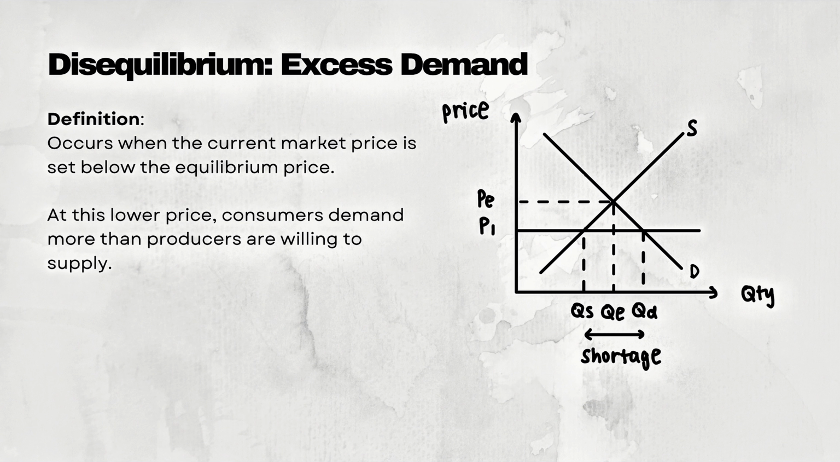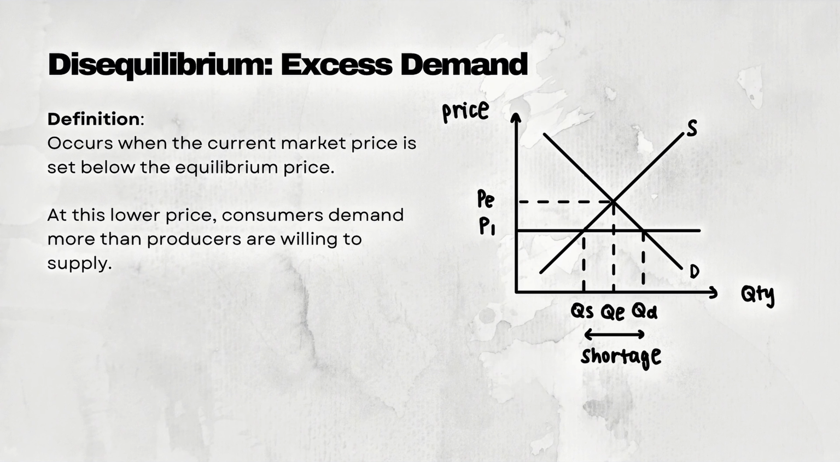Excess demand is when there is more demand than there is supply. This occurs when the current market price is set below the equilibrium price. Now, as the price is set from PE to P1, you can see that there is a movement down along the existing demand curve from here to here. As you can see, the quantity demanded increases from QE to QD. This is due to a more attractive lower price, and therefore more consumers are willing and able to buy it.